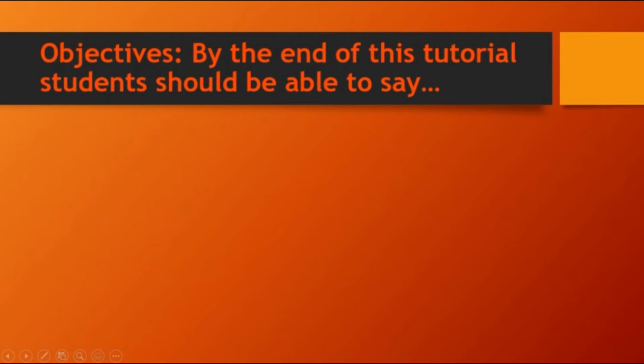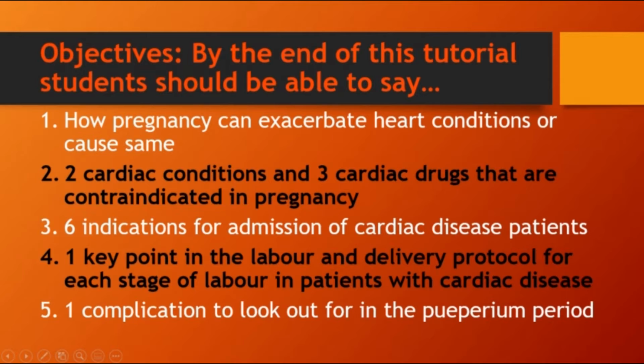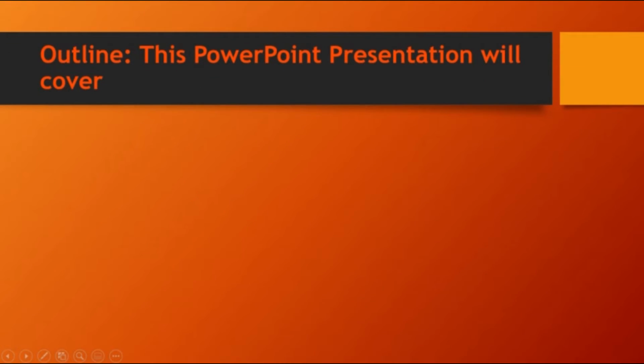Objectives. By the end of this tutorial, students should be able to: 1. Say how pregnancy can exacerbate heart conditions or cause the same. 2. Name 2 cardiac conditions and 3 cardiac drugs that are contraindicated in pregnancy. 3. Give 6 indications for admission of cardiac disease patients. 4. Give 1 key point in the labor and delivery protocol for each stage of labor in patients with cardiac disease. 5. Give 1 complication to look out for in the puerperium period.